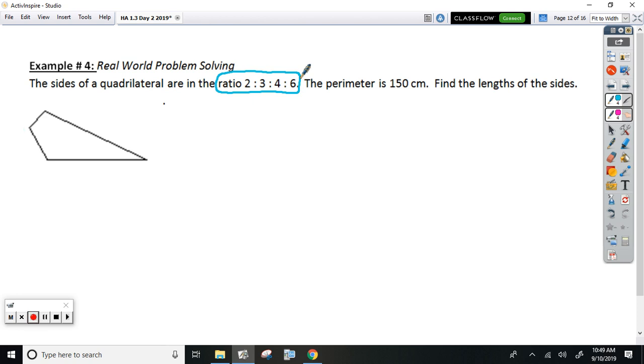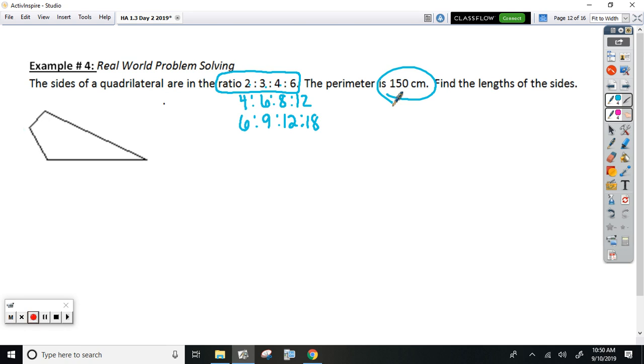Okay, so when all 4 sides are reduced by a common factor, they get down to 2 to 3 to 4 to 6. So for example, maybe if you multiply all of these by 2, you would get 4, 6, 8, 12. Maybe those are the sides. Because if we reduce these by a factor of 2, we get back to 2, 3, 4, 6. Or maybe they're multiplying each of these numbers by 3. So we would get 6, 9, 12, 18. So we don't know what number they're multiplying by to get the side lengths that are going to add up to 150. But whenever you take the side lengths, the 4 of them, and reduce them by a common factor, you'll get back to 2, 3, 4, 6.